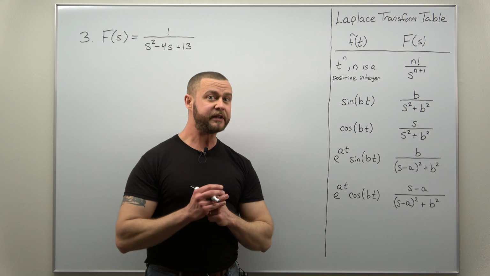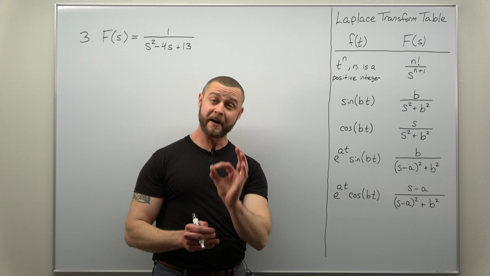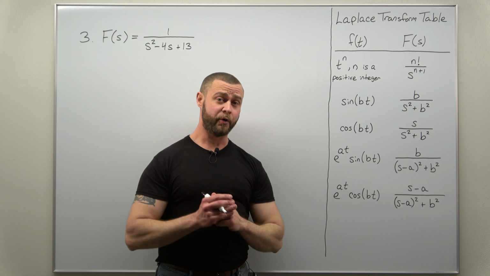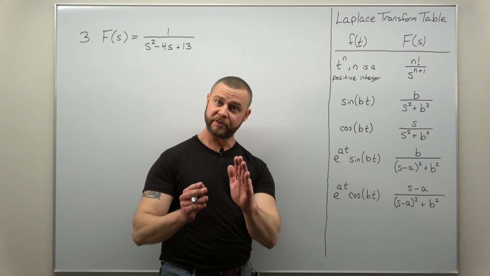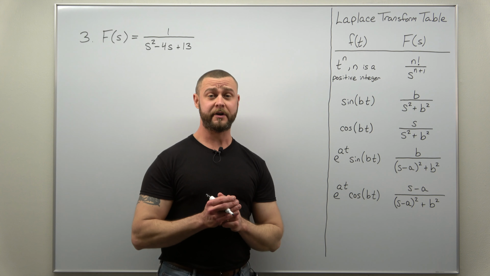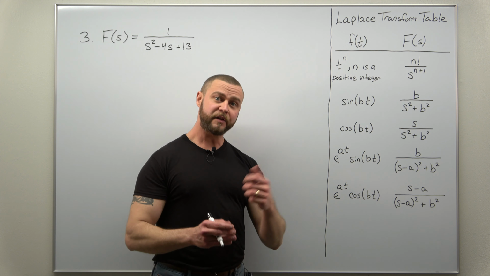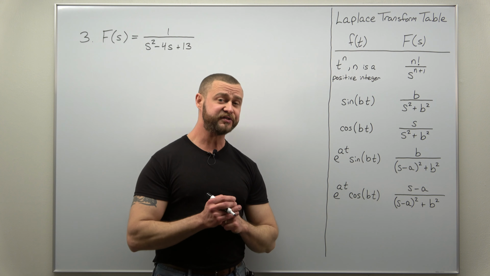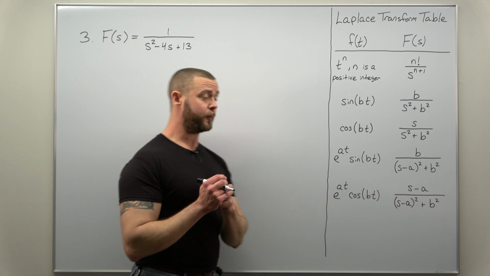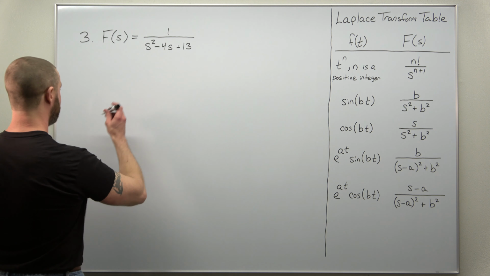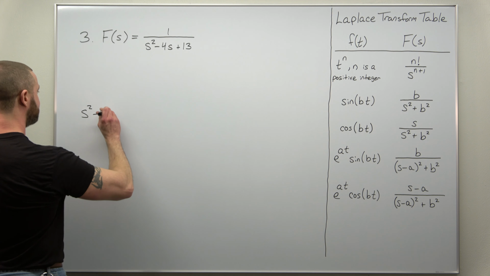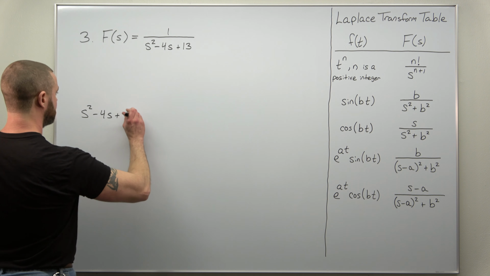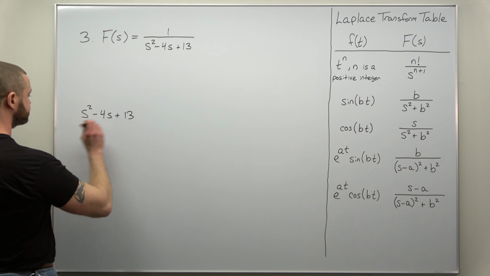Now, I always like to remind my students of a very nice and simple way to go through completing the square, where you actually add 0. This might be different from how you know to complete the square, but let's go ahead and take a look at how we complete the square by adding 0. So let's start with our denominator just by itself. S squared minus 4s plus 13.